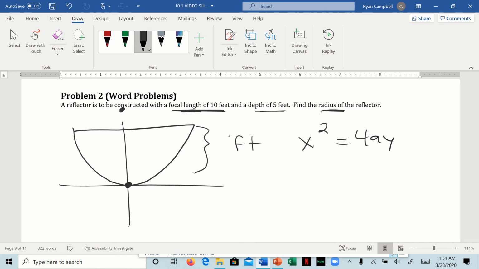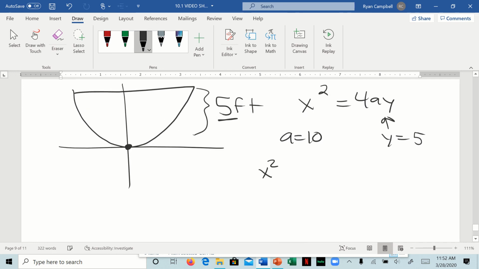So 5 feet. What letter is this 5 going to be representative of? You can see it's this y, right? y is 5. What letter represents the 10? a, right? That's the focus. So we can just plug it all in. So x squared is 4 times 10 times 5, right? 4 times 10 is 40. 40 times 5 is 200.